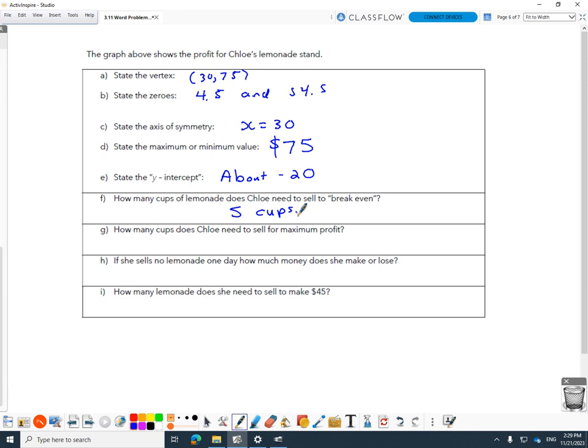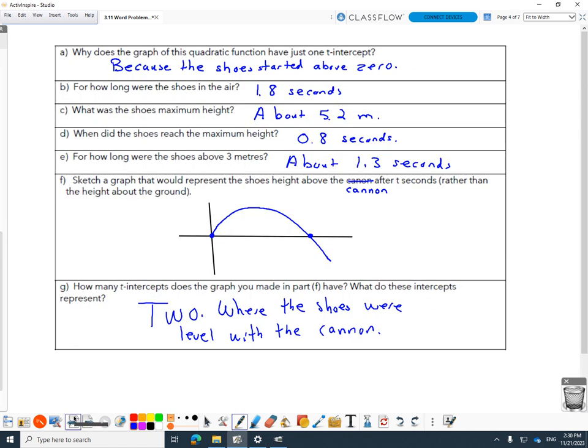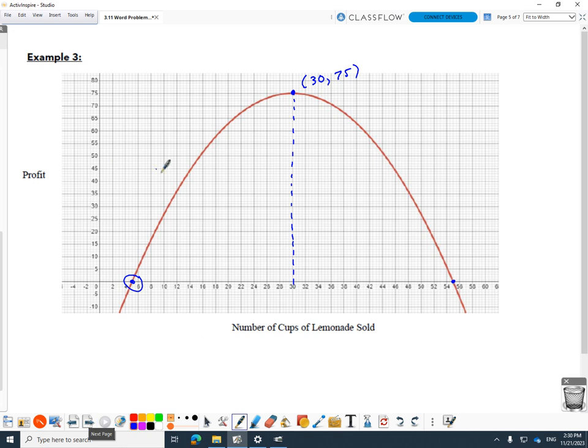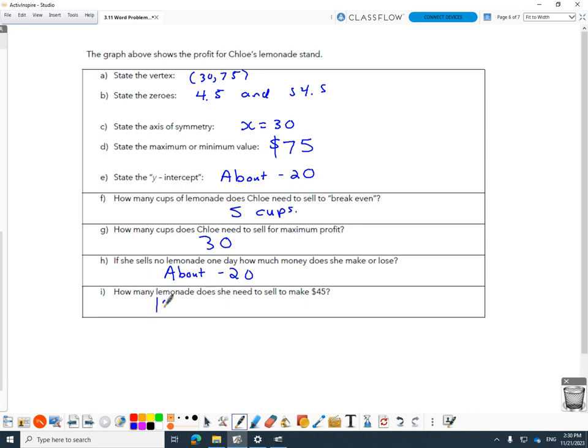How many cups for maximum profit? What does she really want to get? 30. If she sells no lemonade one day, she goes out on a day like this, rainy, cold, and nobody comes for any lemonade, how much money will she make or lose? We guessed about -20. We didn't have it on the graph there, but our best guess is it's going to cost her about $20. And then how many lemonades does she need to sell to make $45? Let's go back to the graph. $45, right about here. Oh, that one came out nice. About 14 cups. Okay, well, I'll write 14 cups because maybe you don't think it's about.